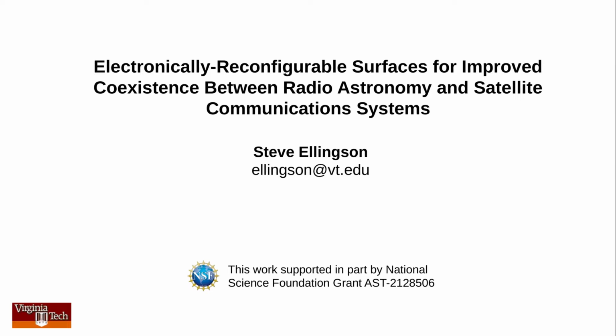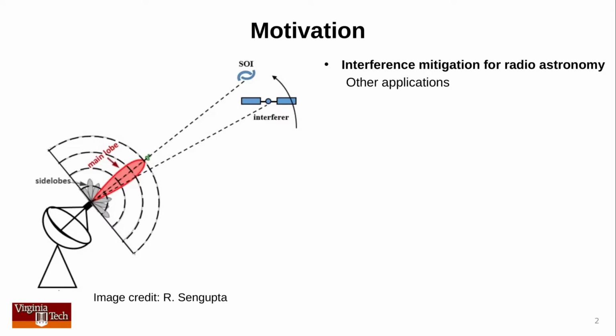This talk is about adding electronically reconfigurable surfaces to large reflector antennas. But first, let me say a little bit about how this idea comes about. The idea stems from the problem of interference in radio astronomy. There are likely other applications, but what we've developed has been developed in this context.